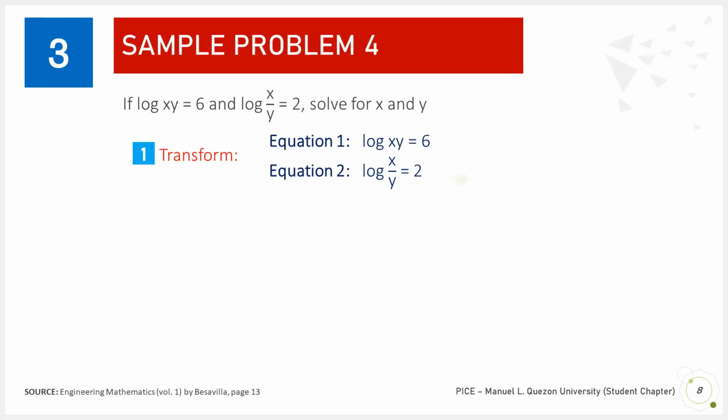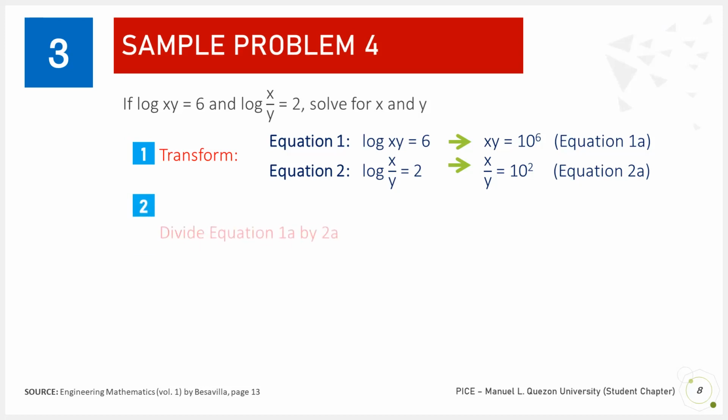So, para ma-transform natin ito, iibahin natin yung form from logarithmic to exponential. So, ang mangyayari is we have xy is equal to 10 raised to 6. So, this serves as equation 1a. For equation 2, ang transformation naman niya is we have x over y is equal to 10 raised to 2. So, this is equation 2a. So, kaya natin ito transform dahil gagamitin natin to para ma-solve natin yung unknown values of x and y.